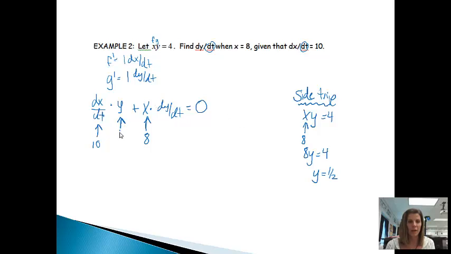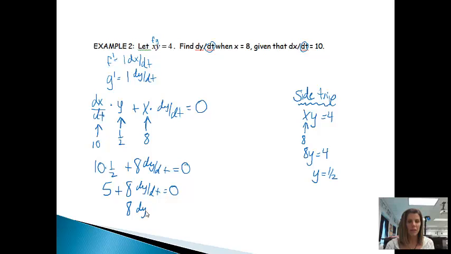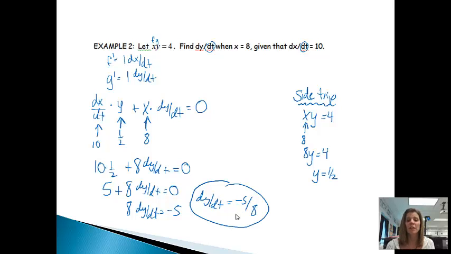So we've got y, and now I can put 1/2 in there. Now I have 10 times 1/2 plus 8 dy dt equals 0. So 10 times 1/2 is 5, plus 8 dy dt equals 0. Solving for dy dt, I'll have 8 dy dt equals -5. So dy dt is equal to -5/8. That's how fast y is changing with respect to time. And you notice since I have a negative answer, I know that y is getting smaller with respect to time.